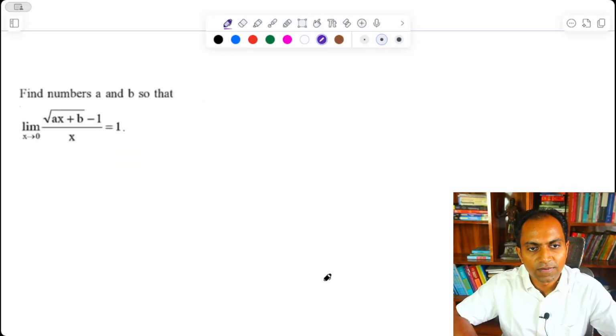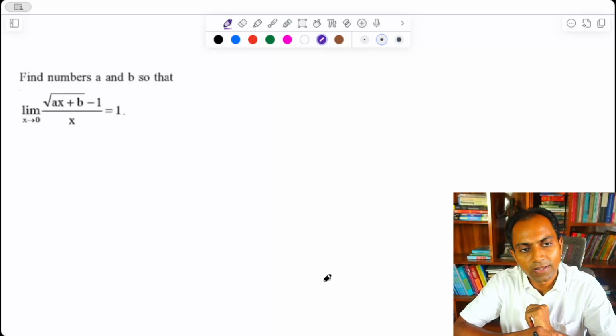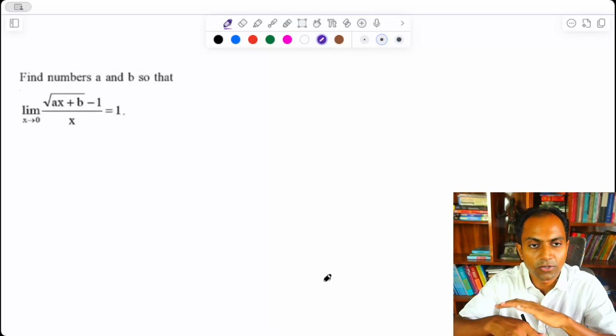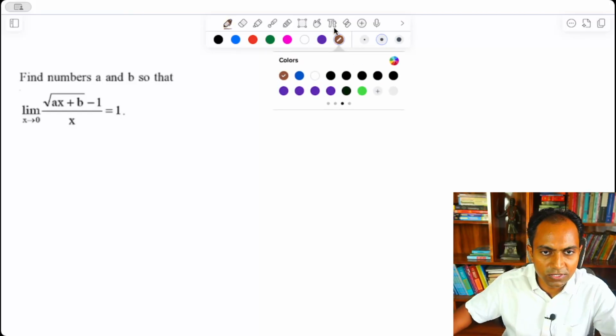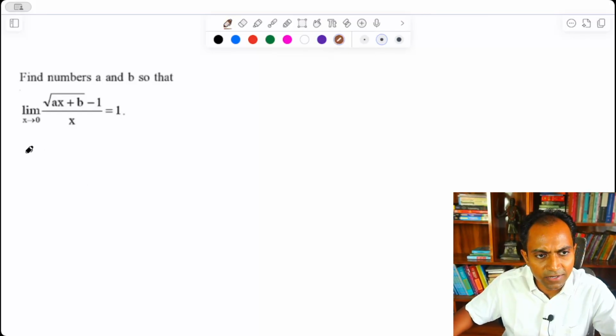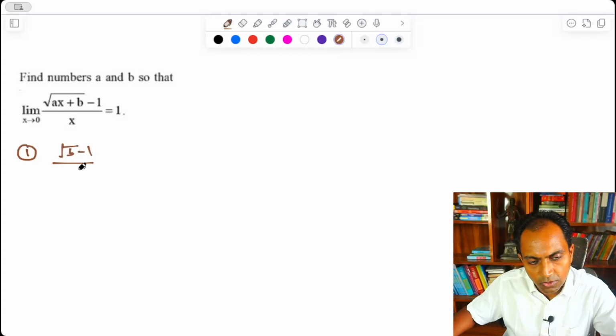Now this question is slightly different. It is talking about finding the value of a and b. It is not asking you to directly solve the limit. So how do you tackle such kinds of questions? For solving such questions, we have a slightly different method. First we check the indeterminate form. So I will put x equal to 0. My numerator becomes root b minus 1. The denominator becomes 0. Now what they are saying is this limit is finite.